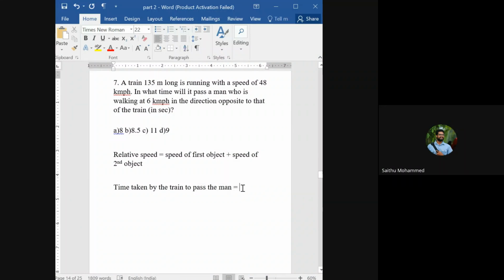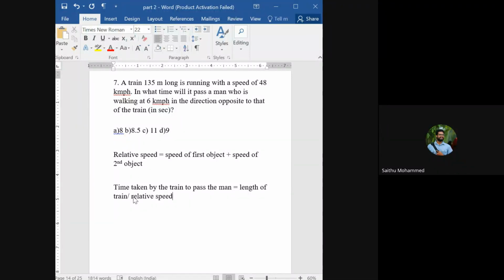So time equals distance by speed. The distance here is nothing but the length of the train, divided by speed. Two objects are there: the train, which is going northwards, and the man, who is walking southwards. So there are two speeds here. That means we need to take the help of relative speed. So the speed here is the relative speed.